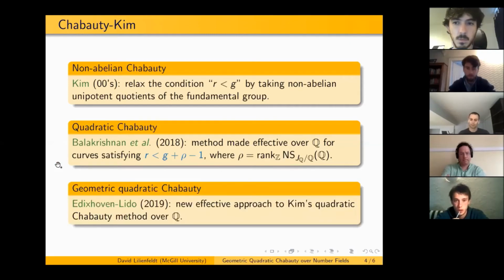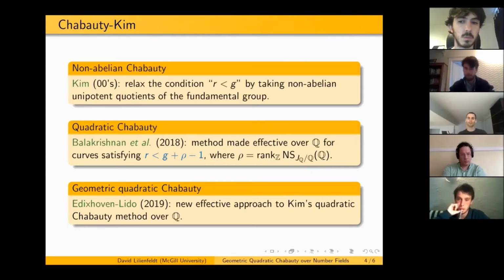Okay, even more recently, there's been a new development. The geometric quadratic Chabauty method was initiated by Edixhoven and Lido in 2019. And this is a new effective approach to Kim's quadratic Chabauty method over Q. Okay, so it avoids Kim's language of non-abelian p-adic Hodge theory, and replaces it with the more down-to-earth language of line bundles on curves and on Jacobians. Okay, so this is a more geometric method, hence the name.